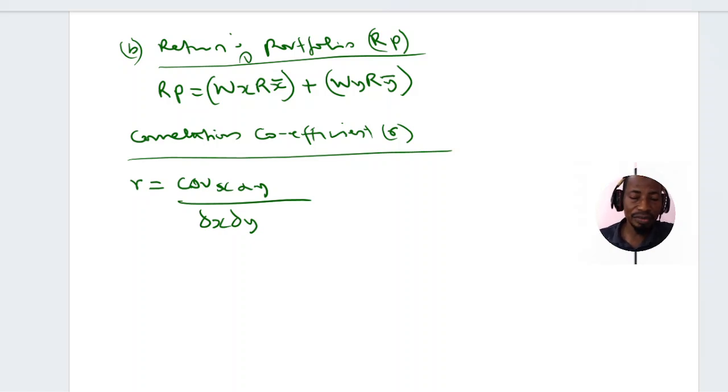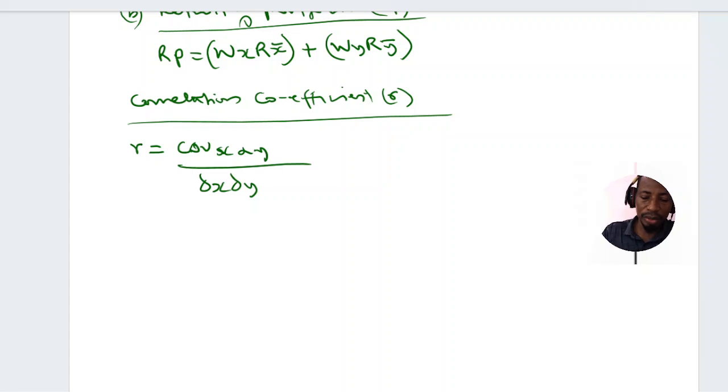Remember what I said. The correlation coefficient measures the relationship that exists between the securities in the portfolio. So to get the correlation coefficient, you divide the covariance between the securities in the portfolio by the standard deviation of each security, multiplied together. Okay? So this is the formula for calculating the correlation coefficient. Before you are able to compute it, you need to compute the covariance between the securities.